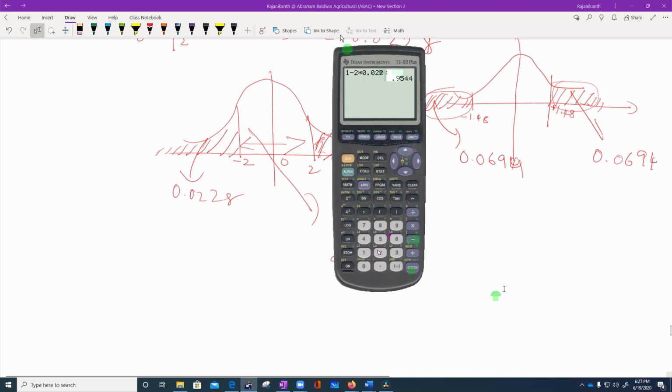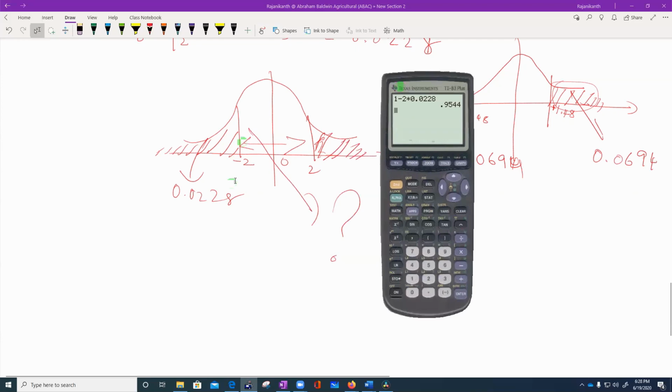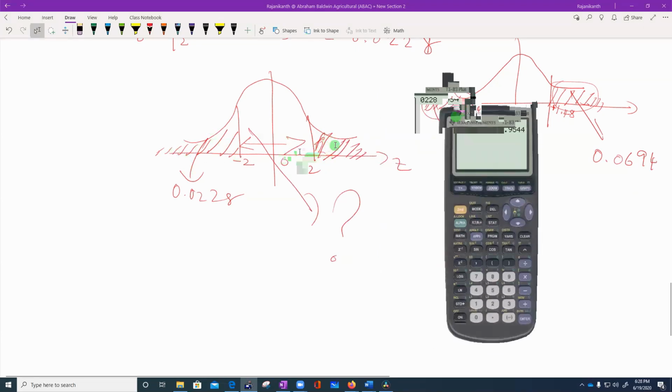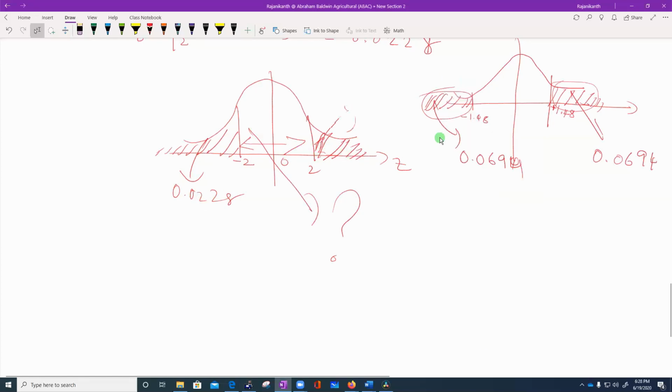What I'm doing? This is the catch. I'm asking you the same positive and negative values, 2 and 2, right? So the left side area to -2 should equal the right side area to 2. This area I gave you 0.0228, that means this area is also 0.0228. Do you agree with me? Yes. So the total area is 1. Add these two areas and subtract from 1 to get the leftover remaining area.